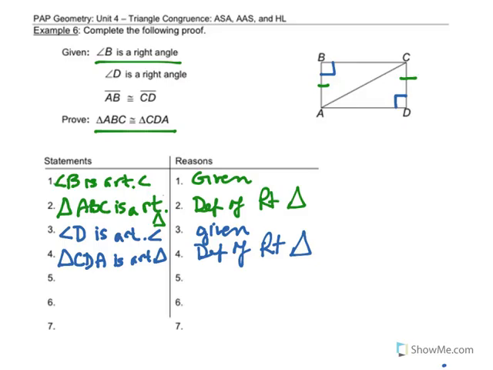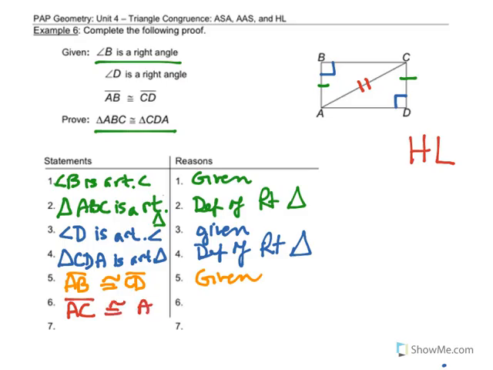Now, what else do we know as a result of this picture? Remember, for HL, we're looking for a hypotenuse and a leg, and we already have a leg that's shown as congruent. Let's go ahead and add that. AB is congruent with CD. There's our leg, given, and now we need to find a hypotenuse, and that would be right here. AC is congruent with AC. How do we know that? Reflexive property of congruence.